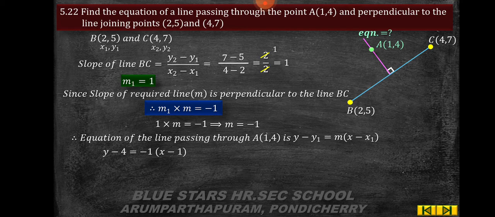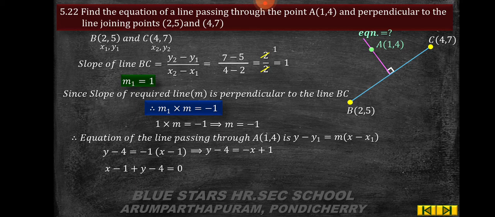So here you are taking the point A. So 1 is your x1 and 4 is your y1. So which implies y minus 4 is equal to minus x plus 1, which is equal to -x minus 1.